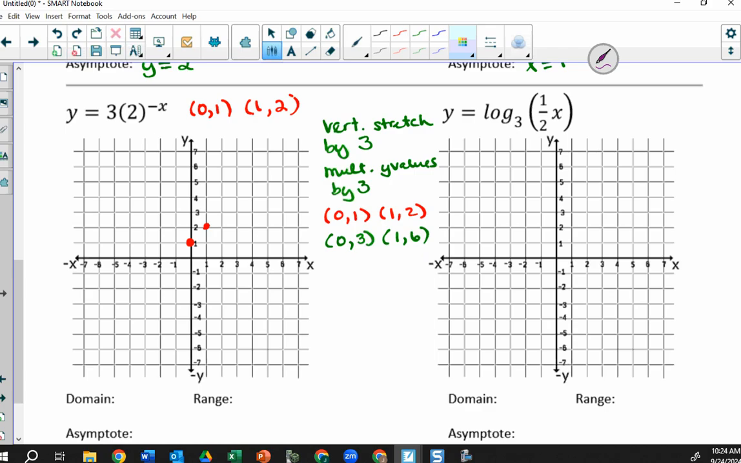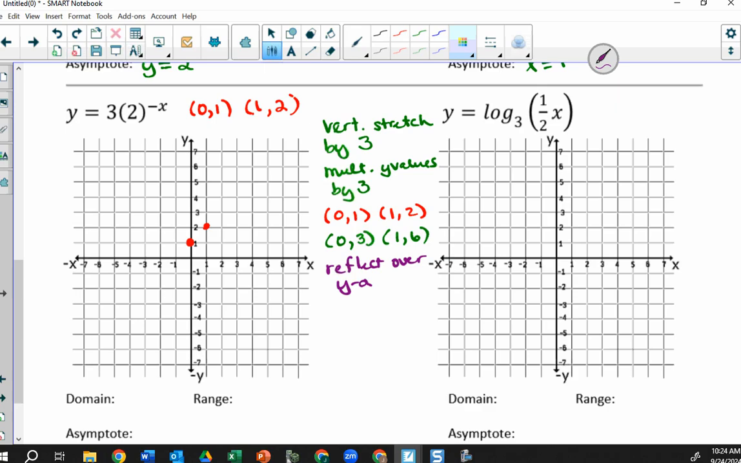The other thing we have is the negative in front of that x. What does a negative in front of the x tell us? Yes, reflect over the y-axis. A negative 3, where the 3 was, would have been a reflection over the x-axis. This is up in your exponent with the x, so you're going to reflect over the y-axis.